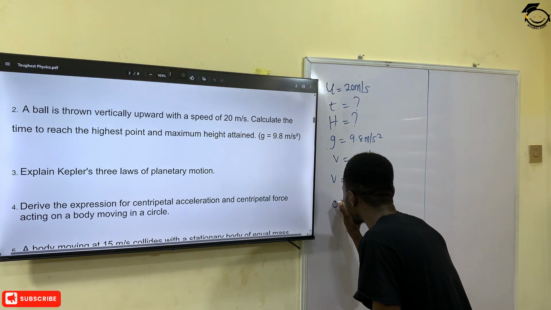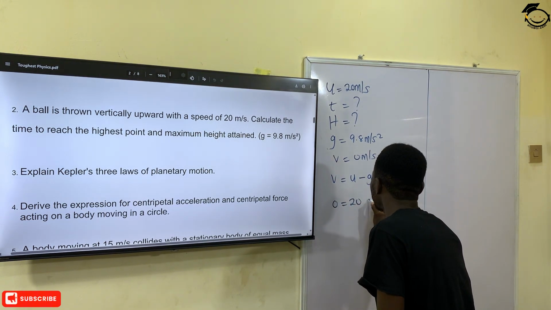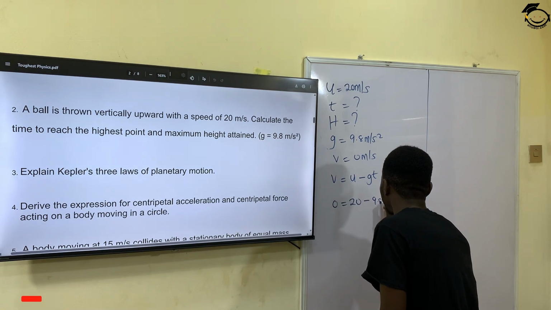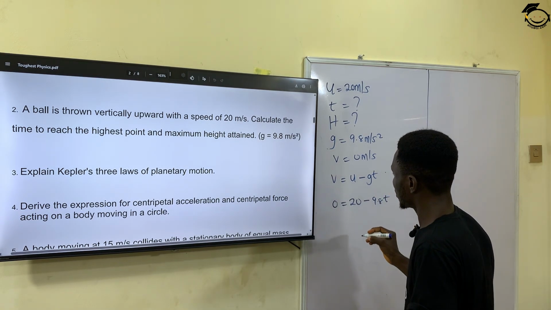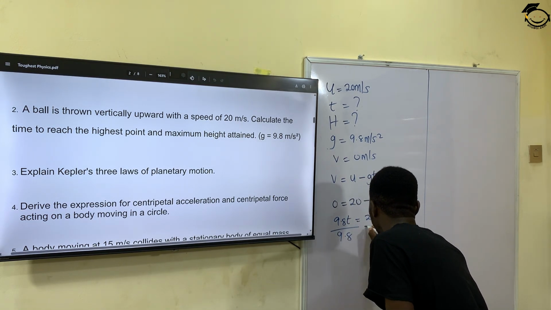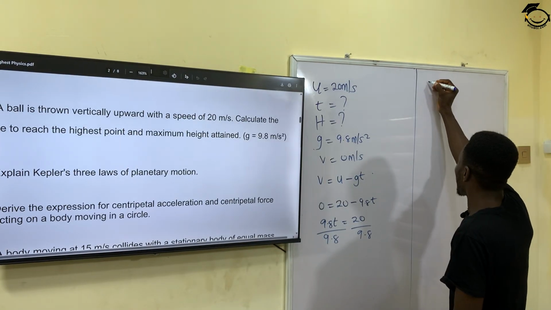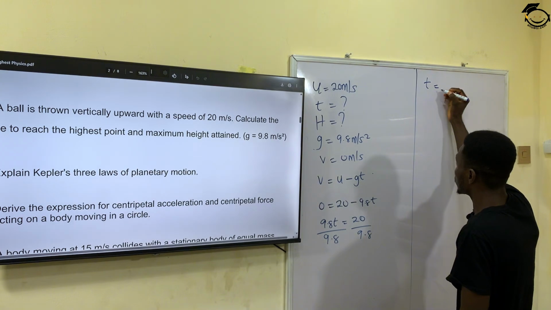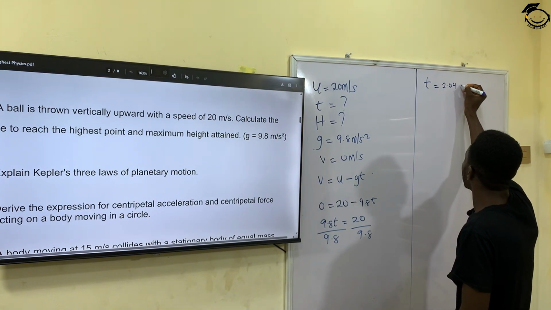So this means that I have 0 equals 20 minus 9.8 times t. That's 9.8t. So I'll have 9.8t equals 20. If I divide both sides by 9.8, it means therefore that t is equal to 2.04 seconds.